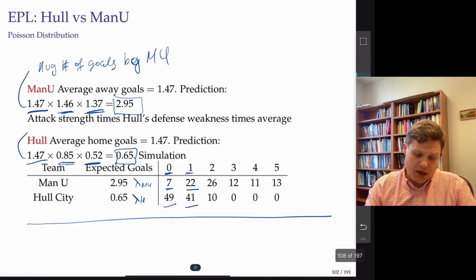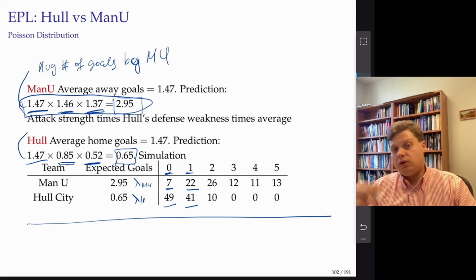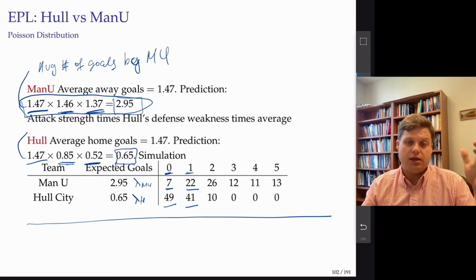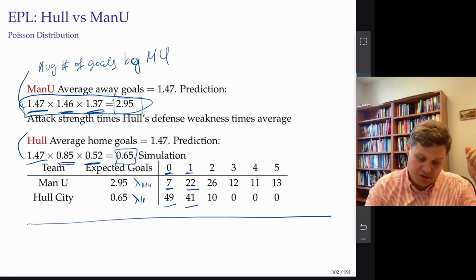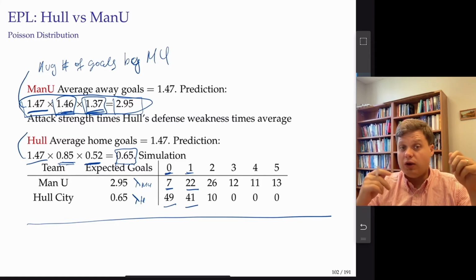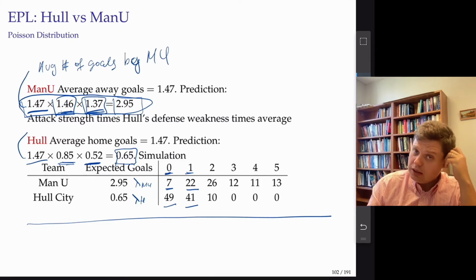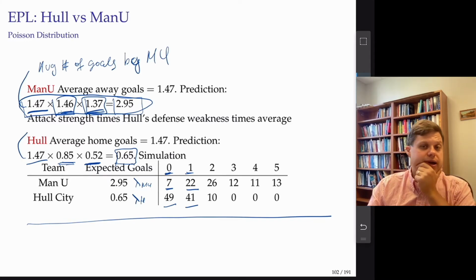But the main point of why we're talking about this is the way that you adjust this parameter lambda and incorporate additional pieces of information. So you take the average lambda across all of the games by Manchester United, and then you take an additional piece of information, the strength of Manchester United and the weakness of Hull, and you adjust this lambda by just multiplying those three factors together to calculate the new value of the average or expected number of goals to be scored by this team.